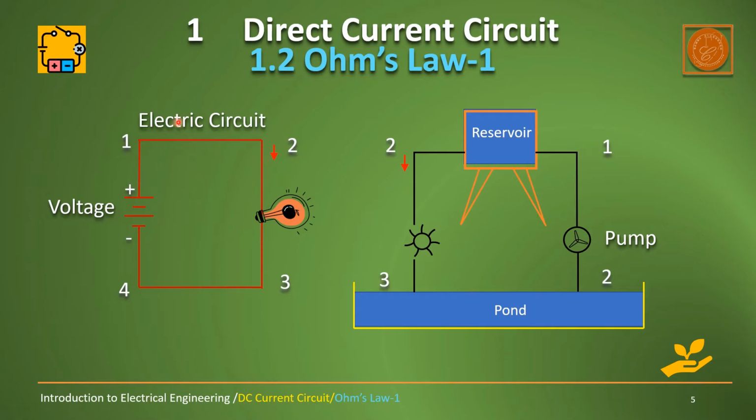We know this is the electric circuit, and this is the pump system. This is the pump. We learned this before. The pump is similar to the voltage. And this is the reservoir. The water in this reservoir has potential energy because here is higher than this level. So the water will flow through the pipe, going down like this.